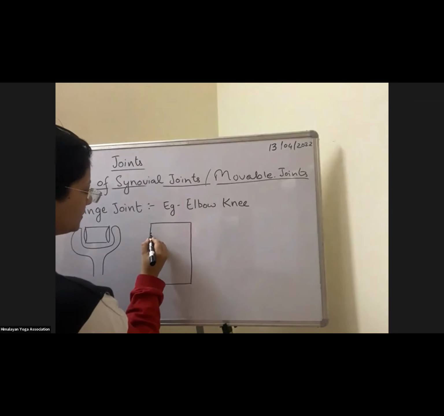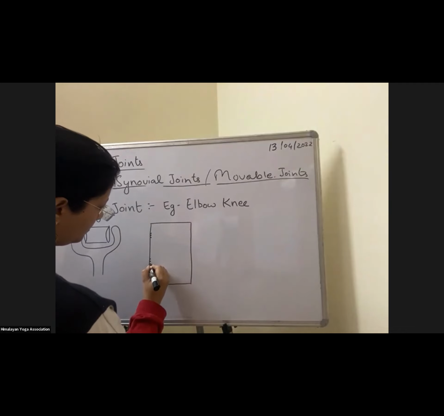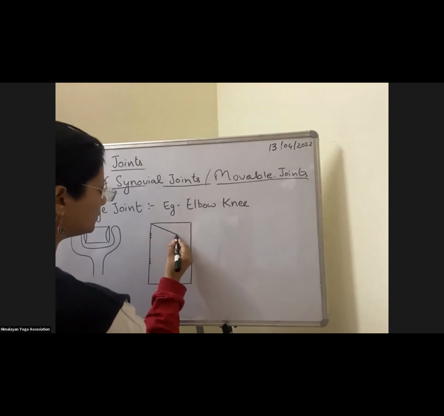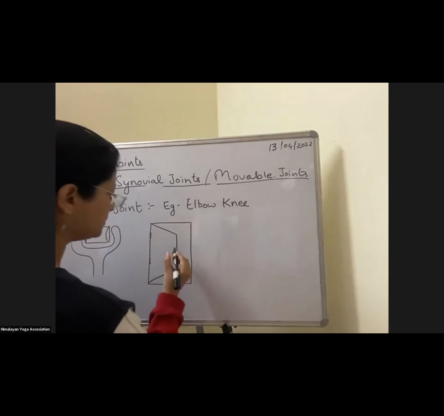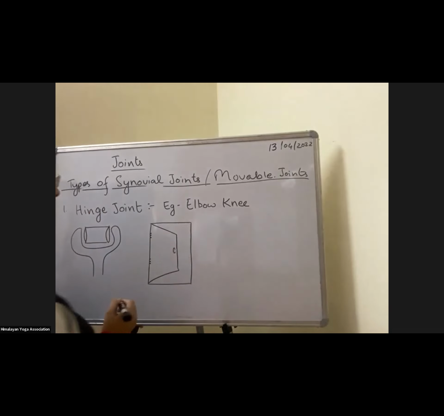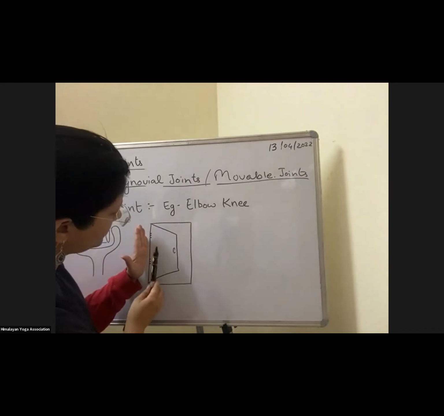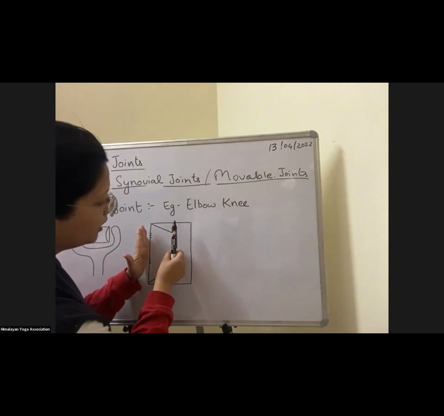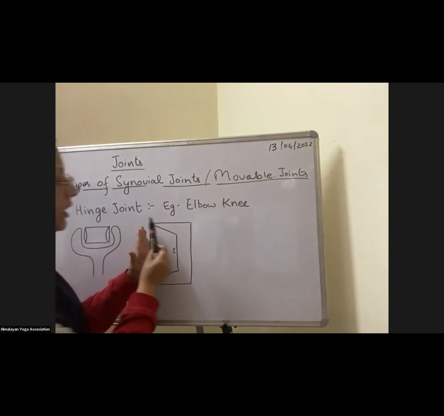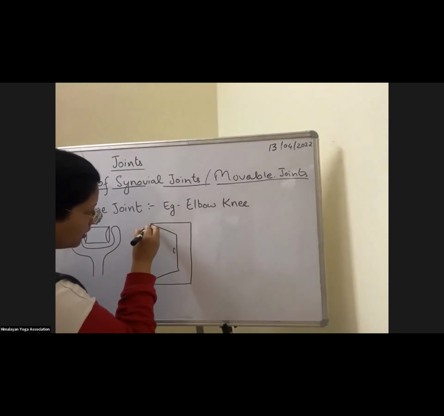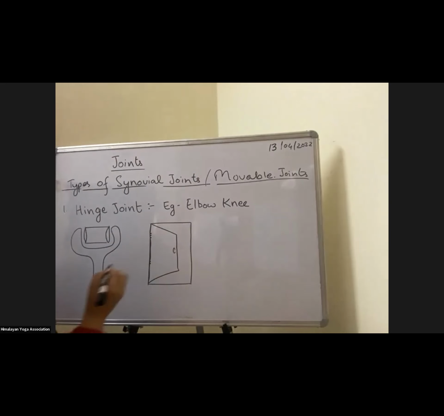Okay, we have joints here. This is the door. Here, we have a handle. So this door, it's moving. The axis is this. Now, if I just hold this door, it can move like this. But this is the axis. This will not move. This will remain constant. But I can hold this handle.